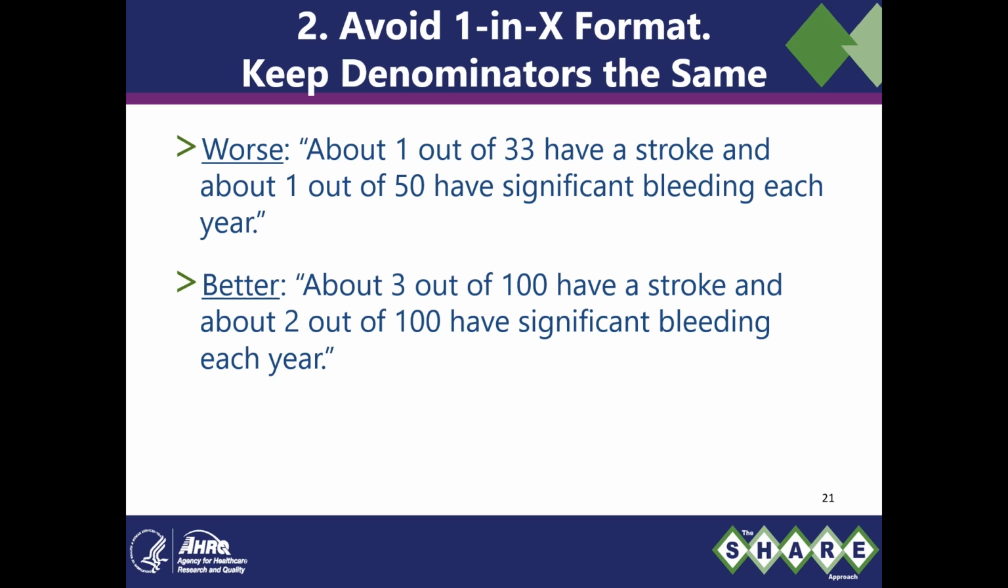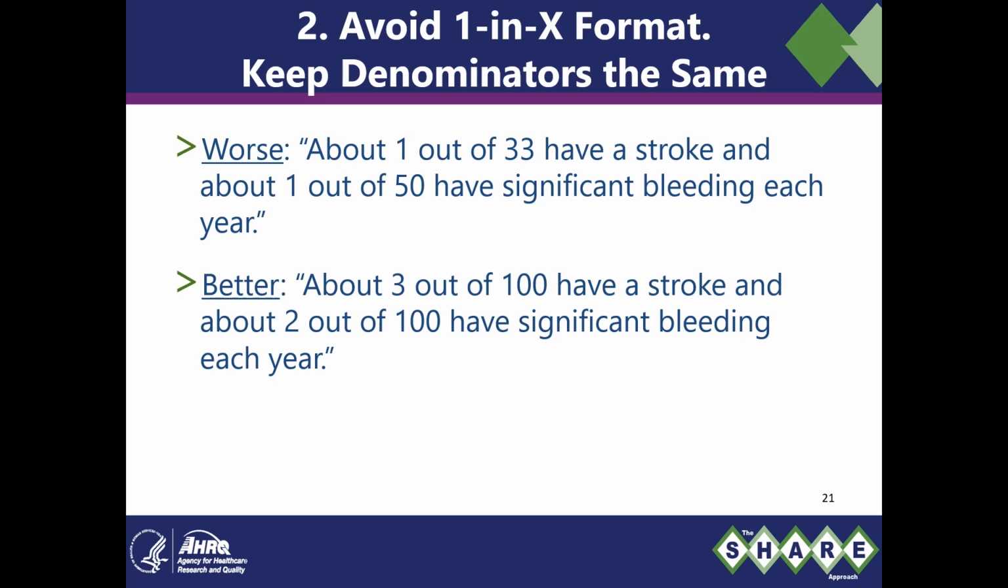The next strategy is to keep the denominators the same. There is also research that using phrases like 1 out of 33 have a stroke or 1 out of 50 have bleeding will lead to misunderstanding. There are some studies that people will conclude that 1 out of 50 is actually greater than the 1 out of 33 because 50 is a bigger number.